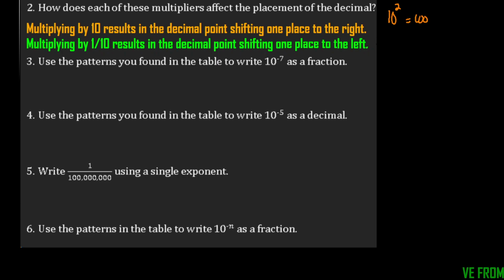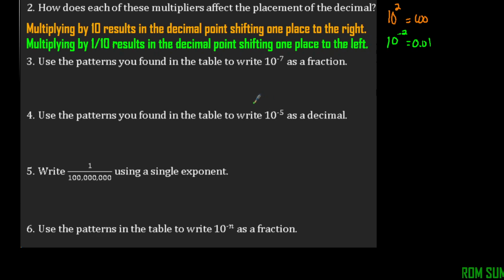Or if we have a number like this, if we have 10 to the negative 2, it's like we're shifting that decimal place 2 times to the left. So this is going to be the same as 0.01. So just make sure you're shifting those back. So it says in green, multiplying by 1 over 10 results in the decimal point shifting one place to the left. So make sure you can move those decimal places carefully.